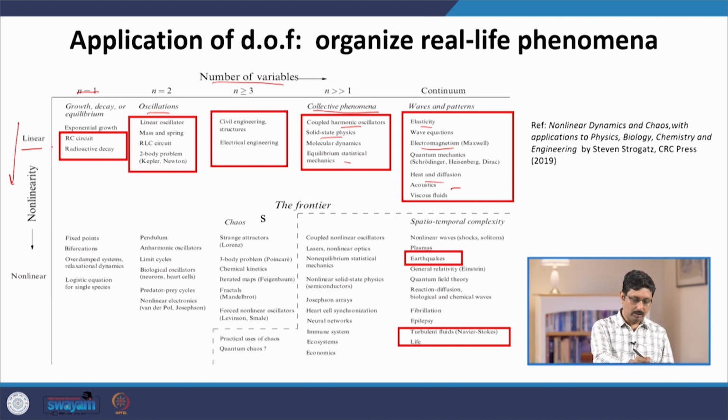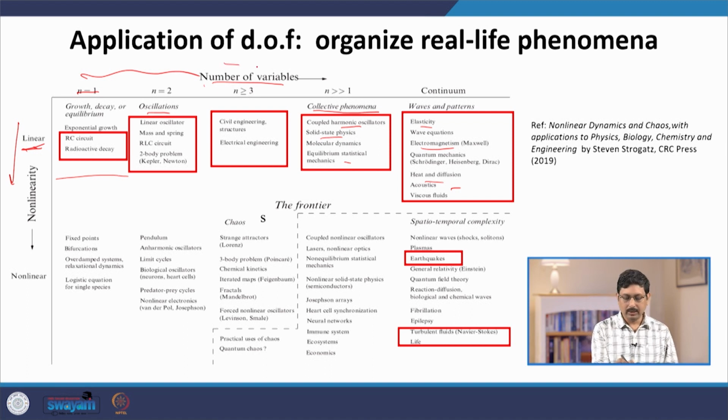Now, you can go to the other axis and make the underlying equations more nonlinear, and then it will be difficult to analyze. So, what is the point of this map? This map organizes your various examples from simple to complex. This part, where you have a linear equation of motion and a small number of degrees of freedom, 1, 2, 3, etc., consists of simple examples.